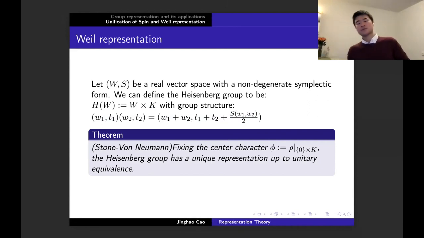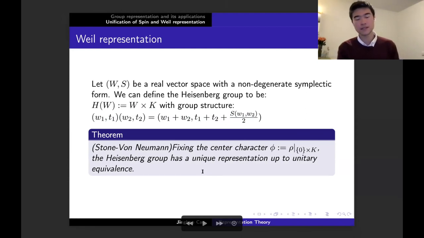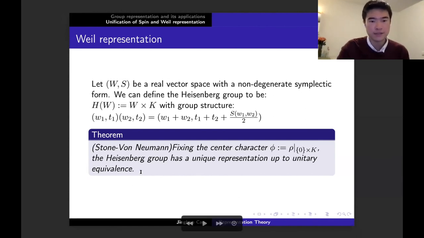And we have the very famous Stone-von Neumann theorem saying that if we fix a central character, meaning a representation restricted to zero times the field, the Heisenberg group has a unique representation up to unitary equivalence. That's actually a very famous result. It ensures that in quantum mechanics, we only have one representation of the position and momentum operators up to equivalence. So that's the foundation of Schrodinger's representation in quantum mechanics. And now we have this theorem, we know that the Heisenberg group has an irreducible representation, but we want to define a representation of the symplectic group, right?